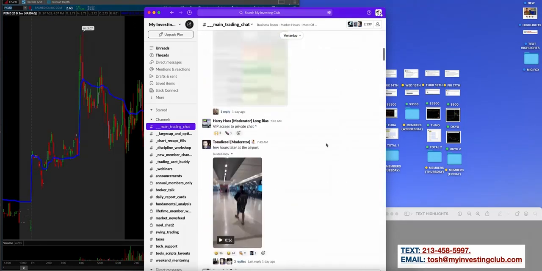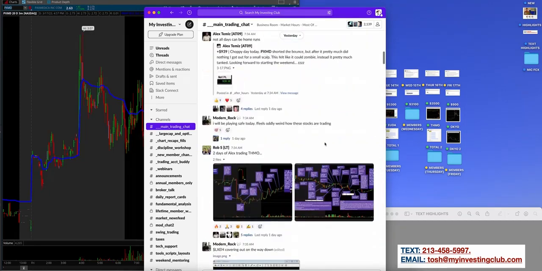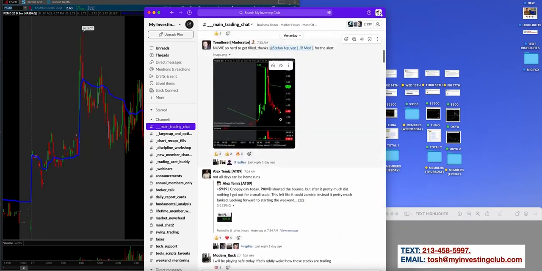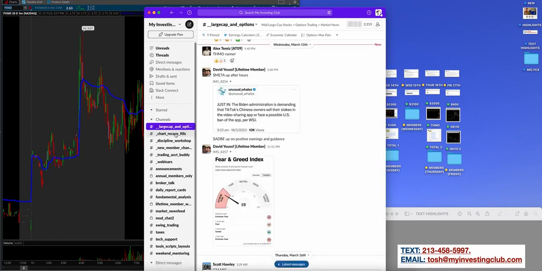Welcome to trading, guys. And while good trading is boring, it's also exciting to trade with everybody who's doing the same thing that you're doing. And this is the power of community, as you guys can see. We have a large cap and options room, guys.